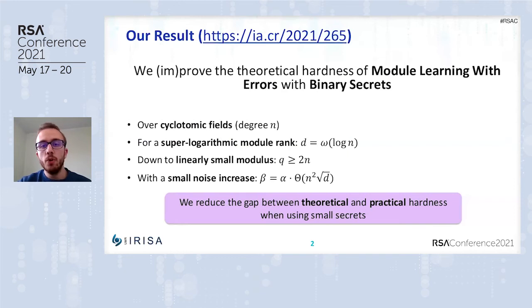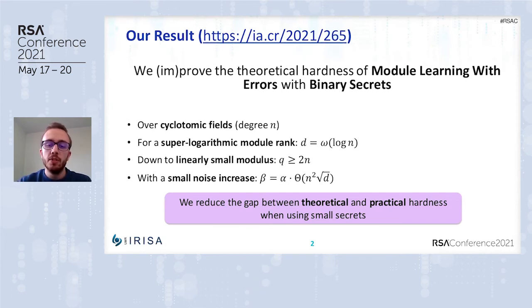Our work is focused on proving the hardness of the module learning with errors problem when using binary secrets. And we do so by providing a reduction from MLWE to its binary secret variant. The problem, as well as its binary variant, are fundamental in lattice-based cryptography because their structure allows for a nice balance between efficiency and security.